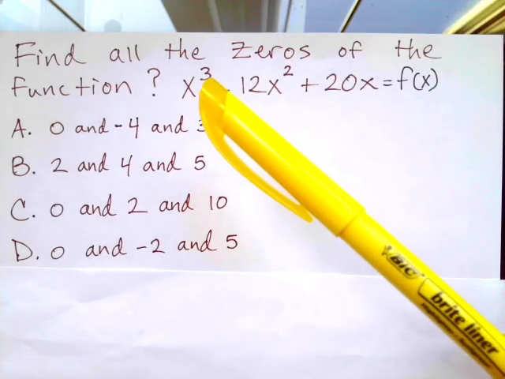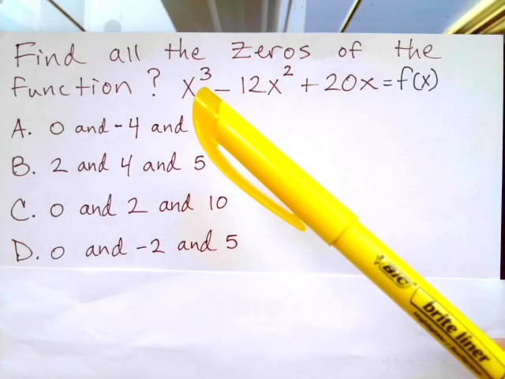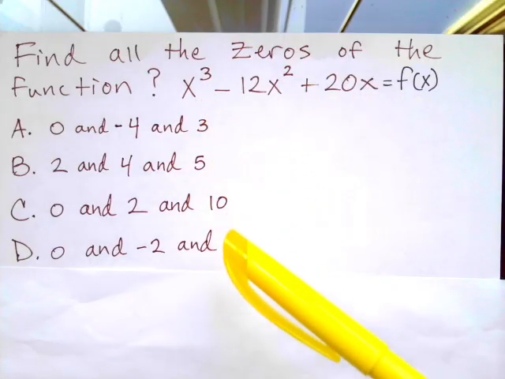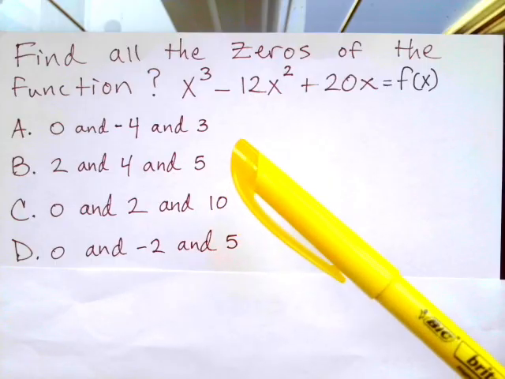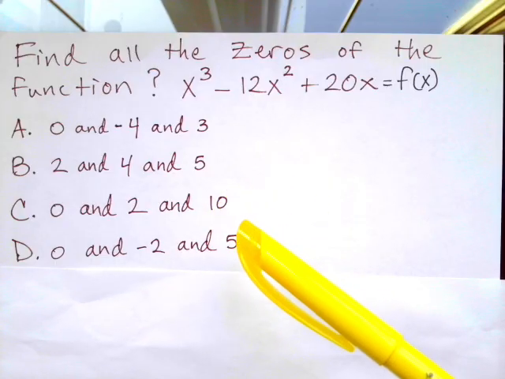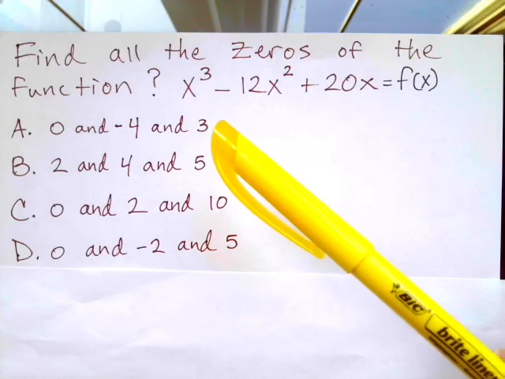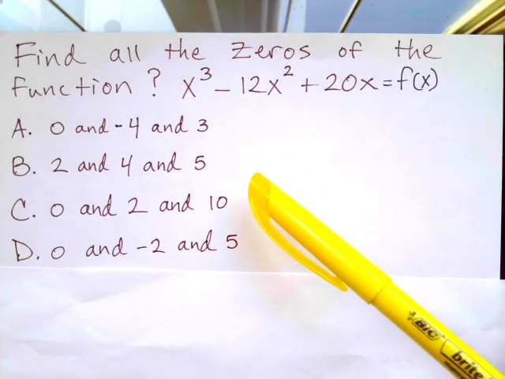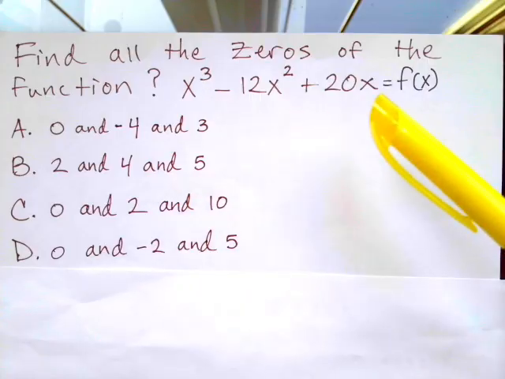So the key here is this is x to the third power. This particular function is going to have 3 answers. So if any of your options only give you 2 answers, more than likely it is a distractor and not an answer to the question. So let's go ahead and jump right in here.